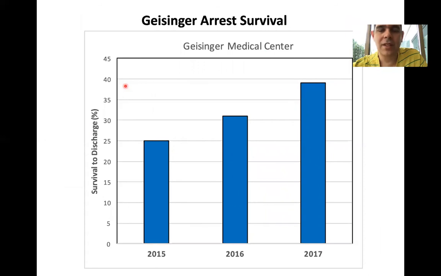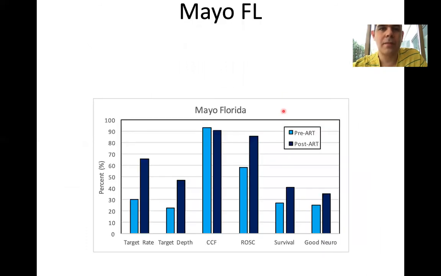All right, so this is just an example of another medical center in the United States where survival improved after implementing the ART program. Again, this is Mayo Clinic. Mayo Clinic teaches the ART program to all their staff, and they have also shown improved outcomes.